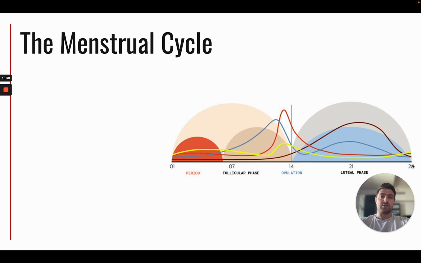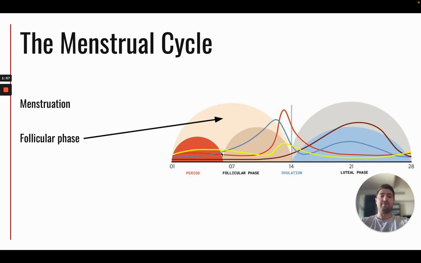So the first phase of the menstrual cycle is menstruation. This starts and finishes when you bleed. It starts when you first start bleeding and it stops when you finish bleeding. This is when the blood and tissue is shed from the body, and it lasts on average 5 to 6 days, but it can last up to 8 days. So again, this is where things vary from person to person, but generally it's 5 to 6 days.